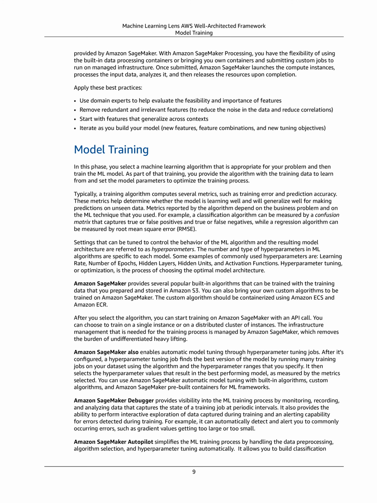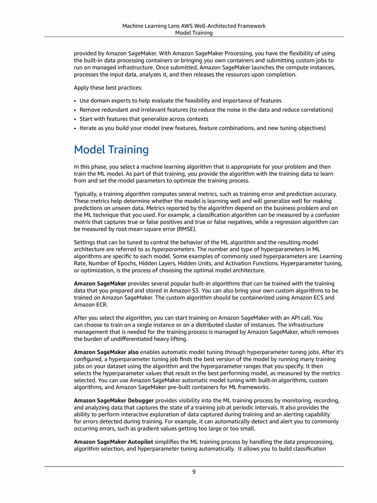Settings that can be tuned to control the behavior of the ML algorithm and the resulting model architecture are referred to as hyperparameters. The number and type of hyperparameters in ML algorithms are specific to each model. Some examples of commonly used hyperparameters are learning rate, number of epochs, hidden layers, hidden units, and activation functions. Hyperparameter tuning, or optimization, is the process of choosing the optimal model architecture.